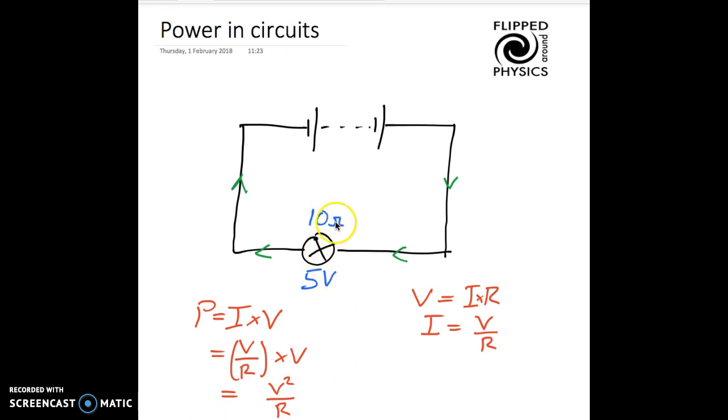We can do our little calculation for our particular bulb. So we've got P equals V squared over R. The potential difference dropped is 5, so that's 5 squared over 10. Okay, so that's going to be 25 over 10, and that's going to be 2.5 watts.